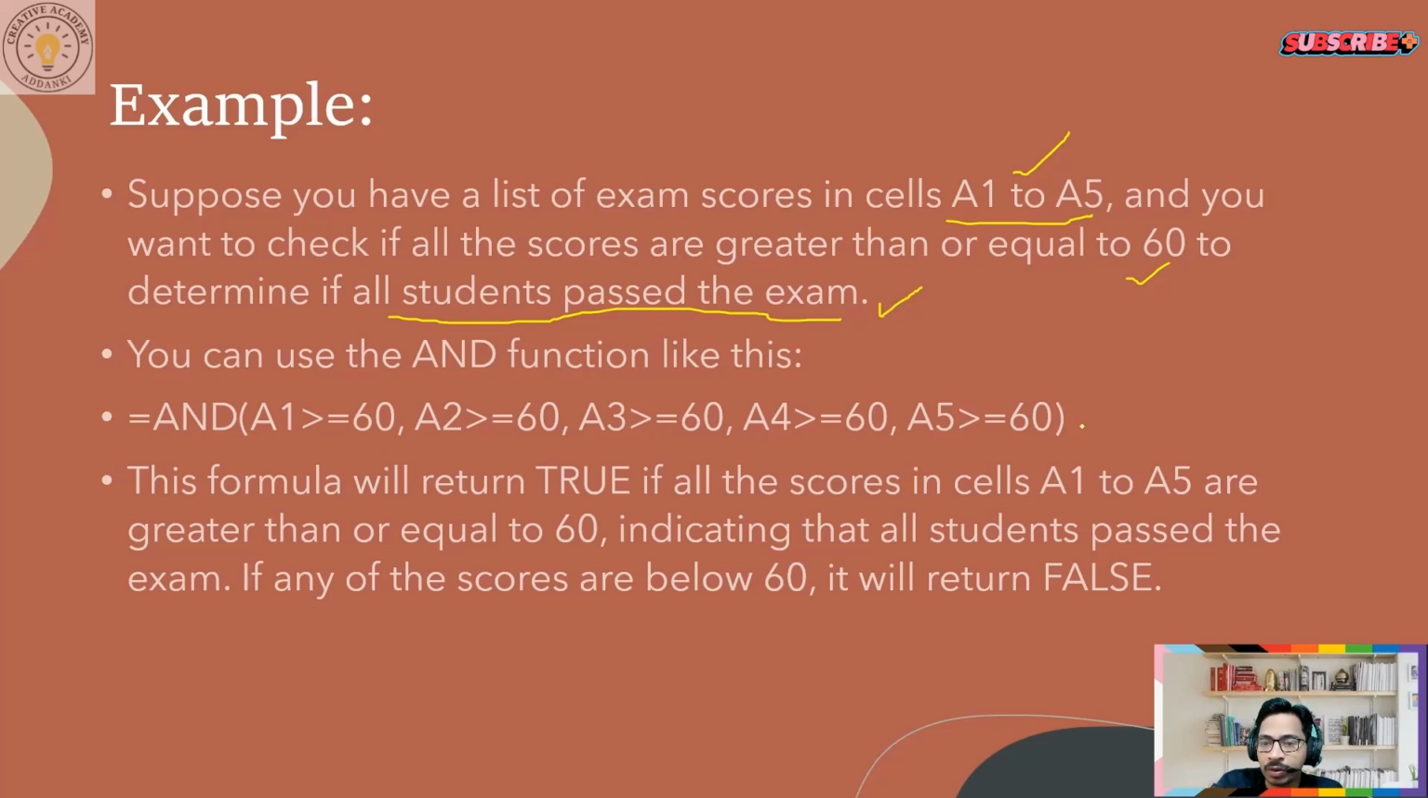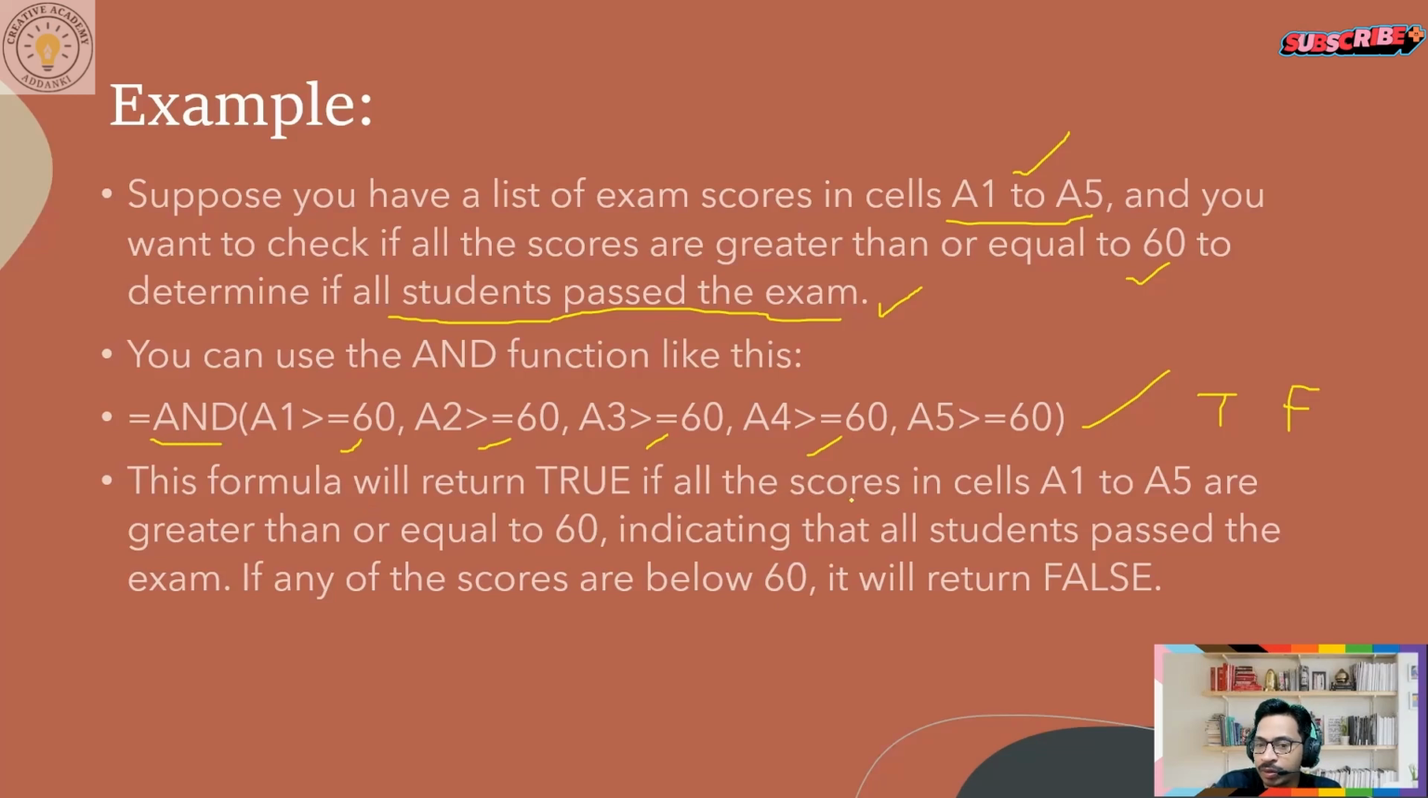So here we have to check 5 cells: A1 greater than or equal to 60, A2 greater than or equal to 60, A3 greater than or equal to 60, and A4, A5 greater than or equal to 60. We are specifying this by using the AND function. If every cell from A1 to A5 has a value of 60 or more, this function will return true. If any cell contains a value below 60, this will return false as output.